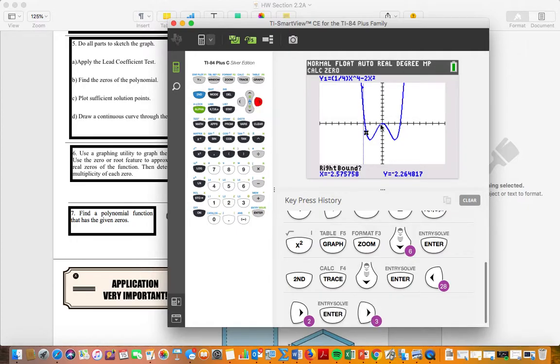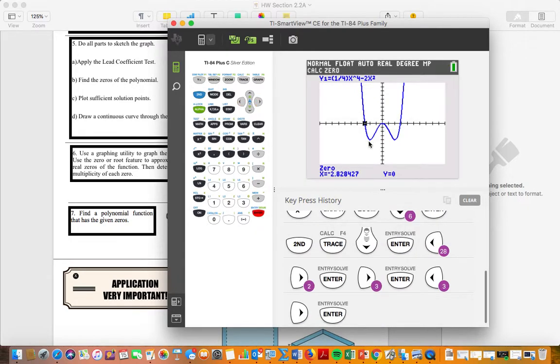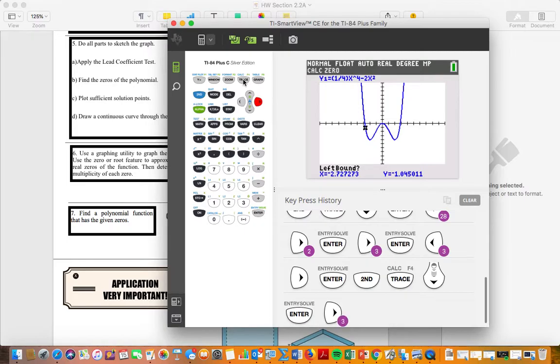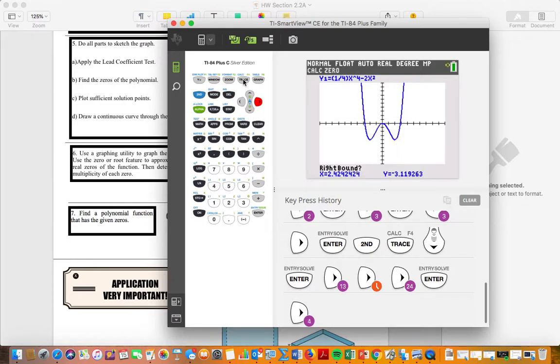So we'll go left bound, right bound, guess, and there you are, negative 2.83, comma 0. Do the same thing on the right side by going to second trace, go to 0. And remember, we're going right bound. Left bound, right bound, and then guess right in between. There you are, 2.83. That's it.